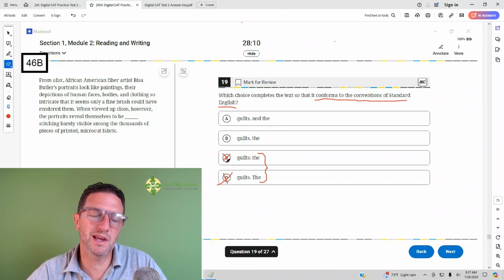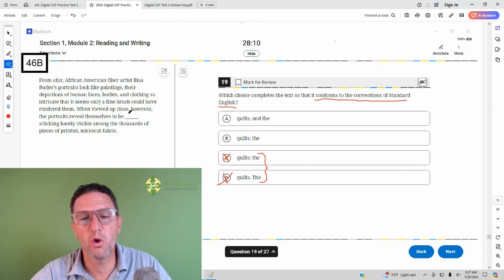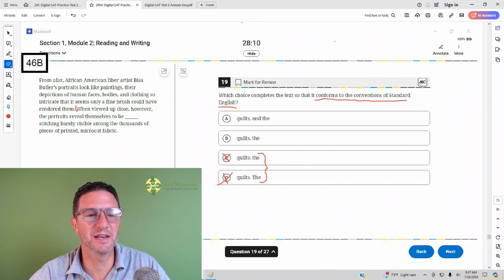But first, hey, do our due diligence. Let's make sure that there's not an independent clause up to and including quilts, or not an independent clause from the to the end of the sentence. So for that, we really only have to read from when. When viewed up close, however, the portraits reveal themselves to be quilts. Could that be its own sentence? Yes, it can. Portraits is the subject, reveal is the verb, and it is a complete thought. Those are the three things you need for an independent clause, something that could be its own sentence.